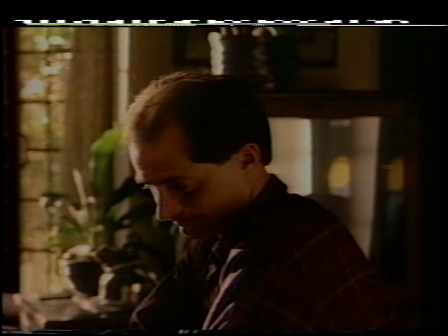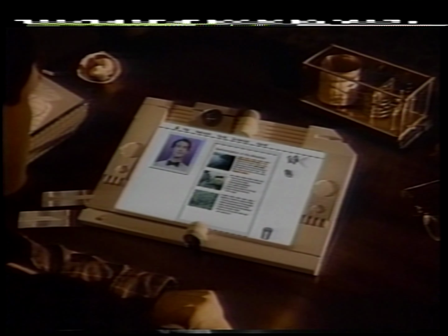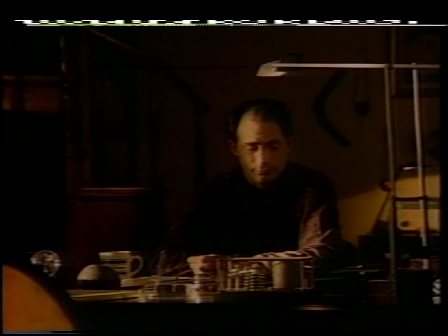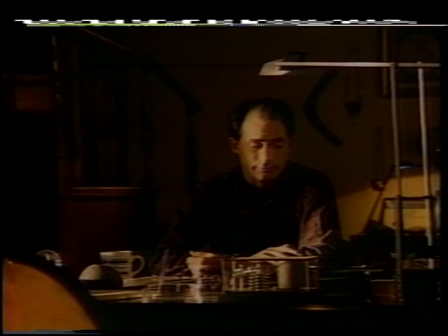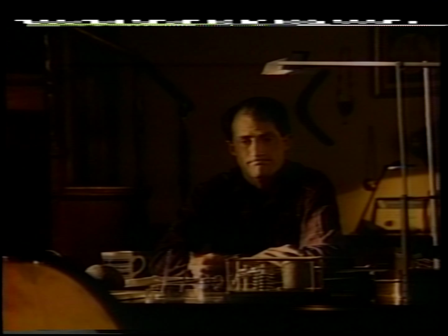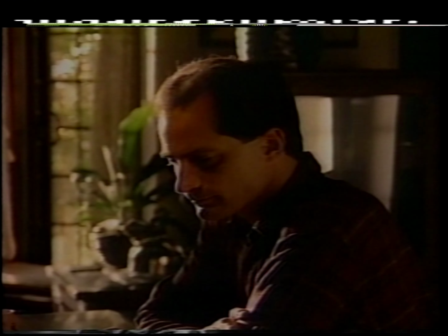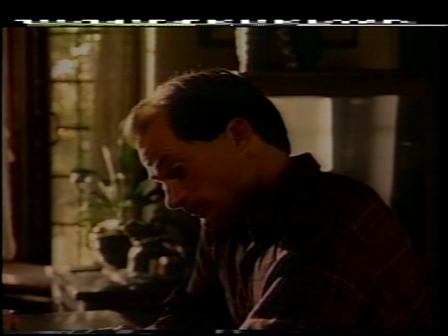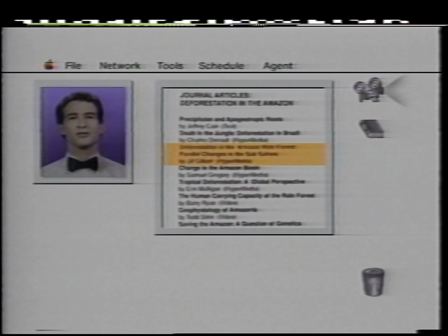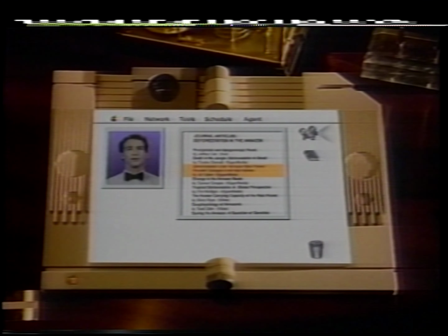Right. Let me see the lecture notes from last semester. No, that's not enough. I need to review more recent literature. Pull up all the new articles I haven't read yet. Journal articles only? Fine. Your friend Jill Gilbert has published an article about deforestation in the Amazon and its effects on rainfall in the sub-Sahara. It also covers drought's effect on food production in Africa and increasing imports of food.